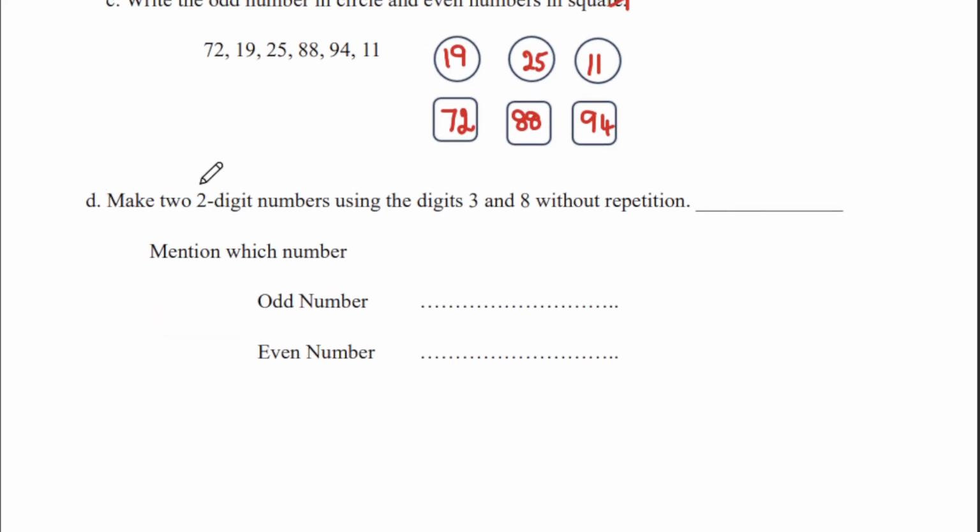Next, make a two-digit number using 3 and 8 without repetition. We need to make a two-digit number with 3 and 8. We can write 38 and 83. Mention which is an odd number and which is an even number. An even number always ends with 2, 4, 6, 8 and 0. So 38 is an even number, and a number ending with 3 is an odd number, so 83.